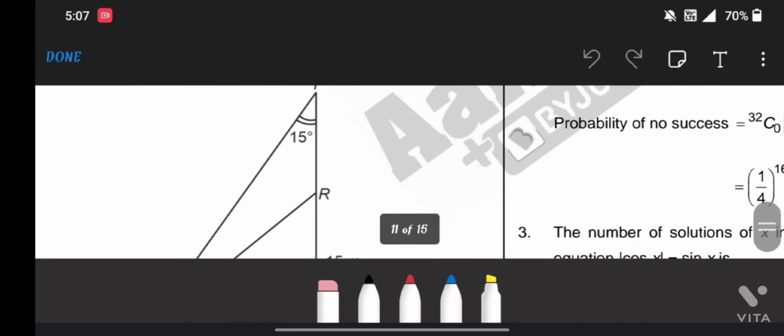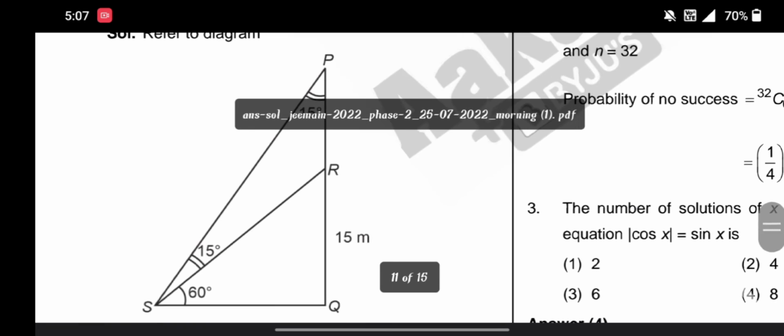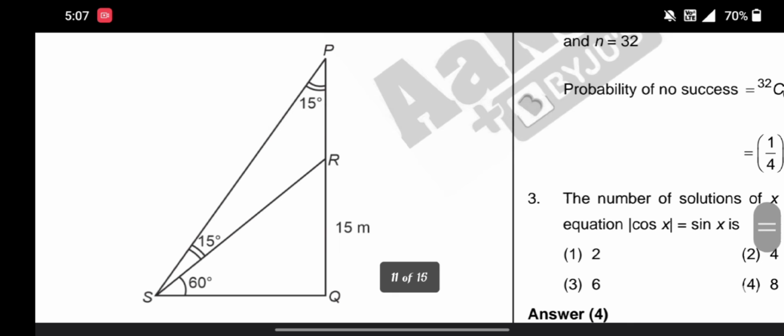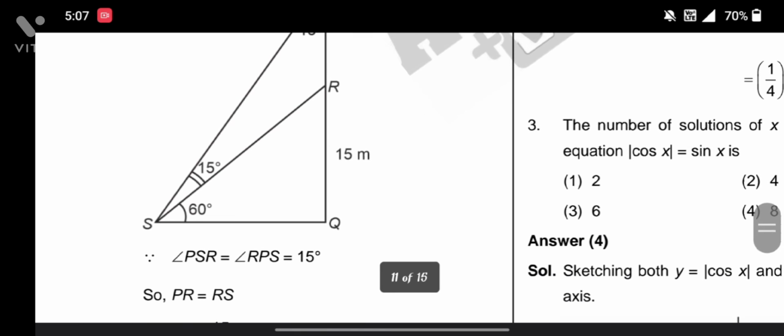This is Q, right angle at Q, PR. From S we are taking the triangle that is 60 degree. If you cut that triangle, that is 15 degree. So R to Q the distance is 15 meter, and P is 15 degree. After seeing this, you can say that angle PSR is equal to angle RPS, because both are 15 degree.